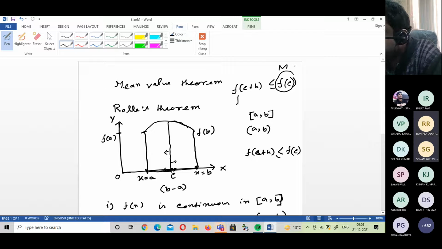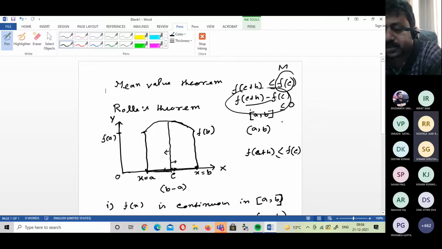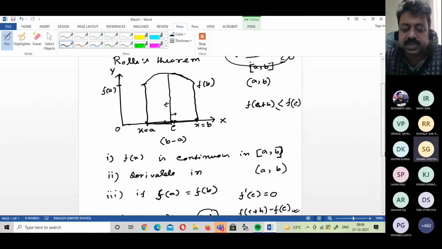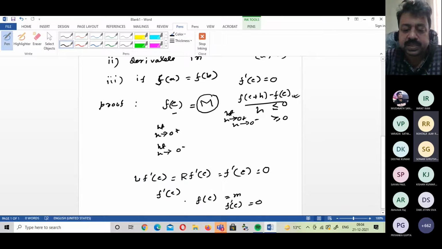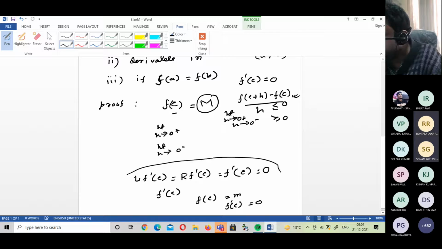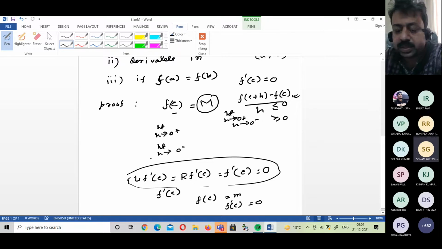So always f of c plus h minus f of c is less than or equal to 0. Now if you divide it by some positive quantity, the total quantity will be less than or equal to 0. If you divide it by a negative quantity, it is greater than or equal to 0. That is only possible if the left-hand derivative of f at c equals the right-hand derivative of f at c equals f dash c, that is equal to 0. So Rolle's theorem is proved. Clear?